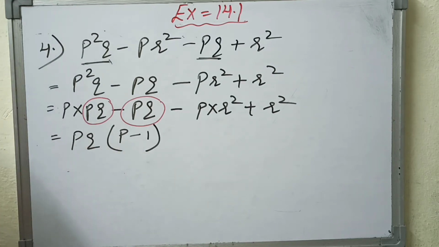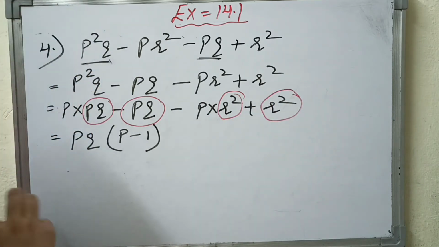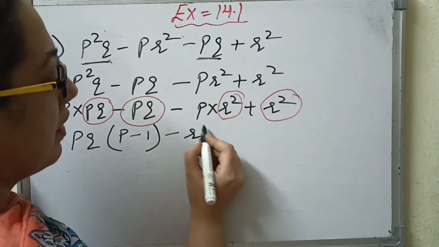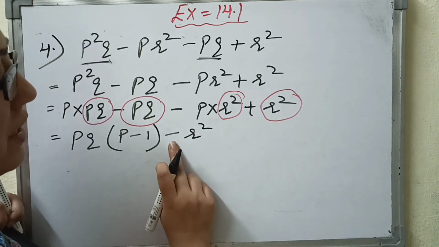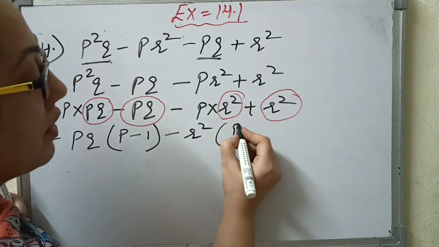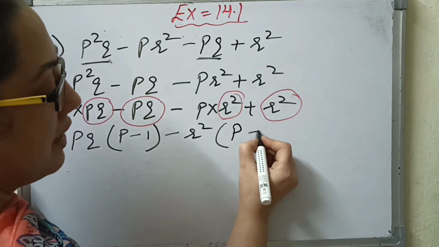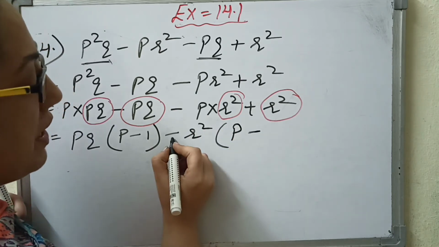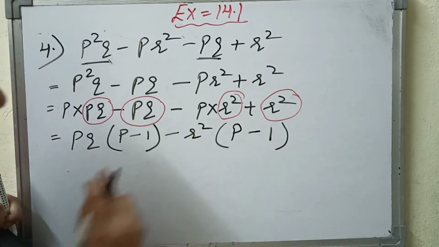Similarly, in the third and fourth terms r square is common. Now I am taking r square minus r square common from these two terms, so minus is also common. So here p is left and the sign plus gets reversed, that it becomes a negative sign because minus is outside the bracket, and there is no term left, so 1 is left here.